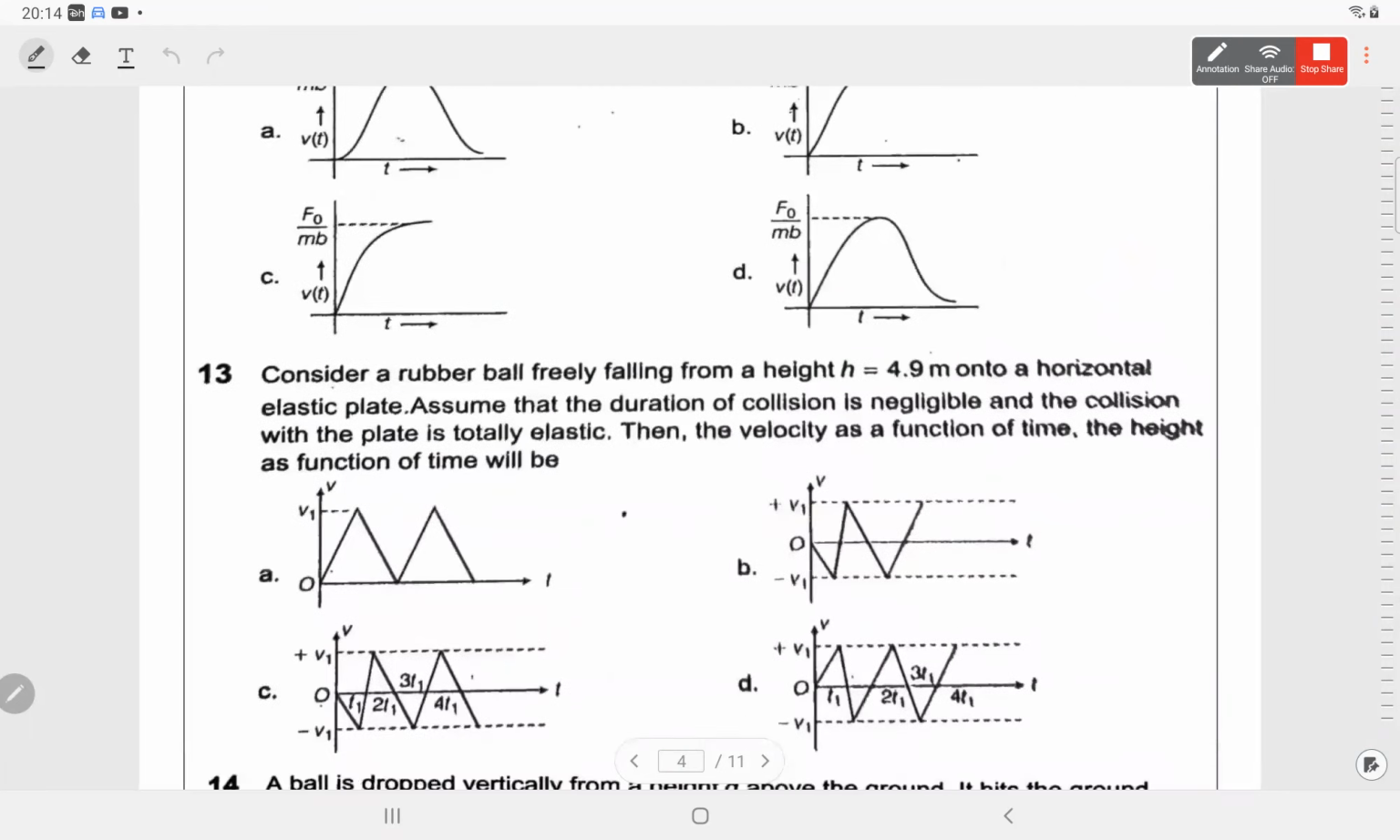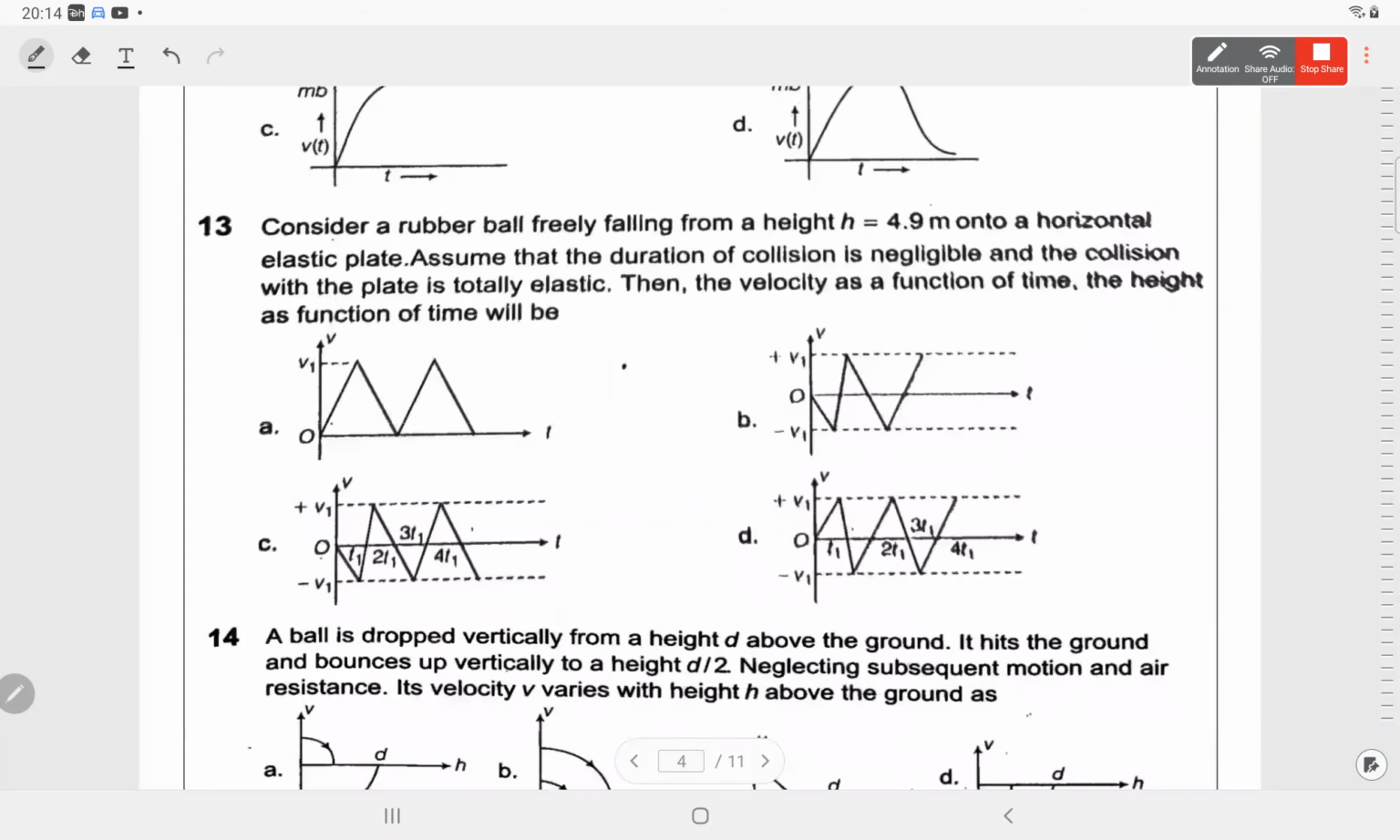Yeah. Question number 13. Consider a rubber ball freely falling from a height of 4.9 onto a horizontal elastic plate. What is the meaning of elastic plate? Elastic means it will come back with the same speed as it came. So if it comes with velocity v, it will go back with the velocity minus v. That is the meaning of elastic collision. So this rubber ball collides with a plate, and if it comes with velocity v, it will bounce back with the same velocity.